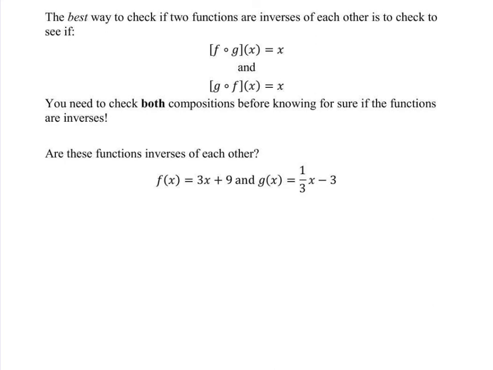Continuing with Algebra 2, the best way to check to see if two functions are inverses of each other, if you're given two functions, so this time they're actually giving you the two functions, is to check to see if the function compositions work out to be just x in the end. If they do, then they're inverses of each other. If they don't, then they're not.